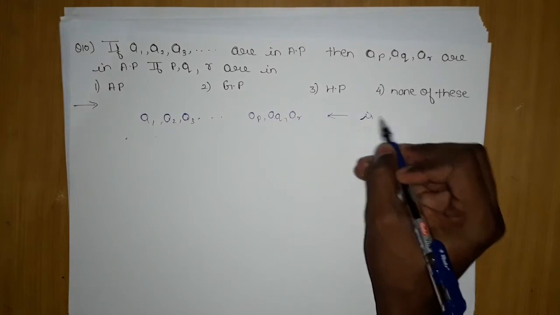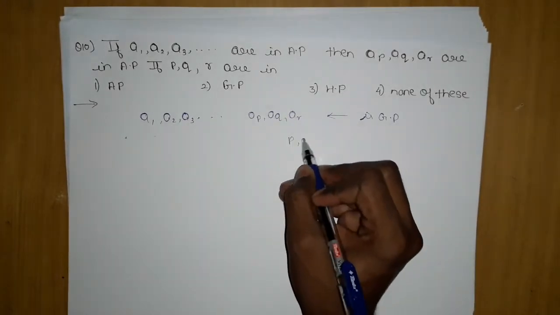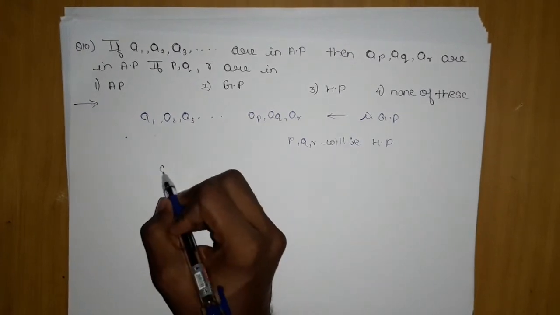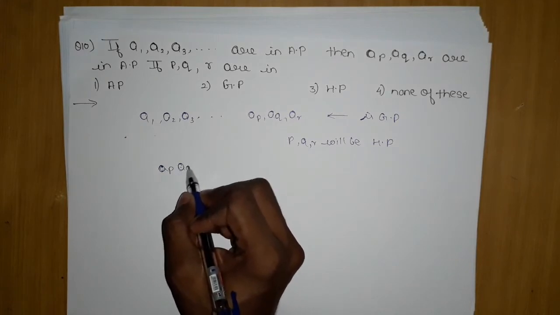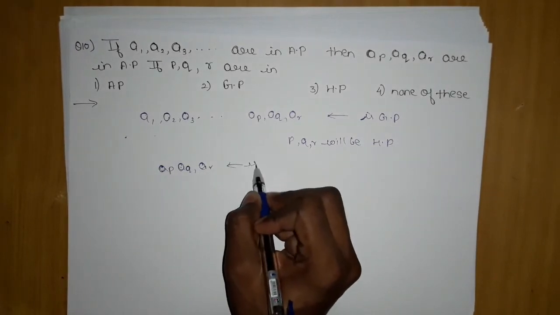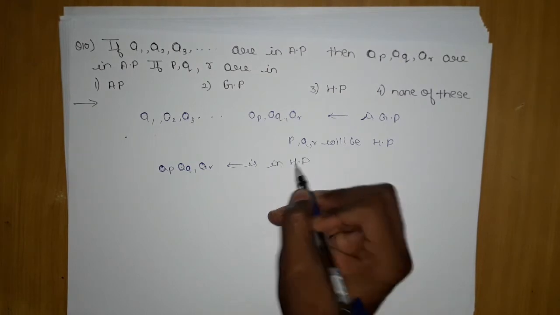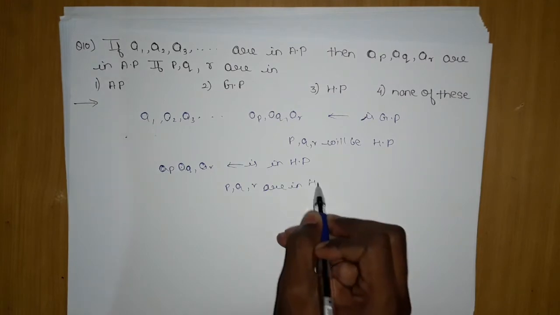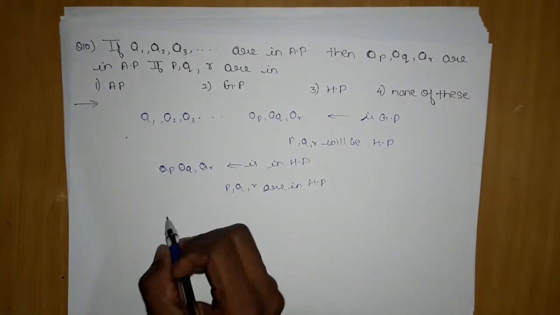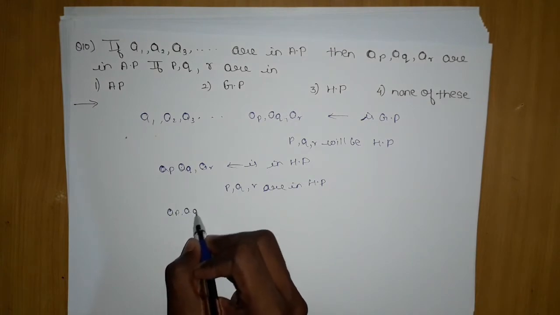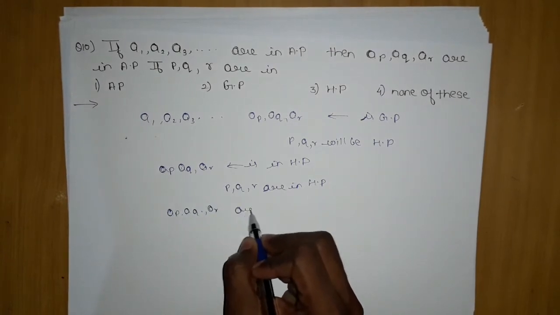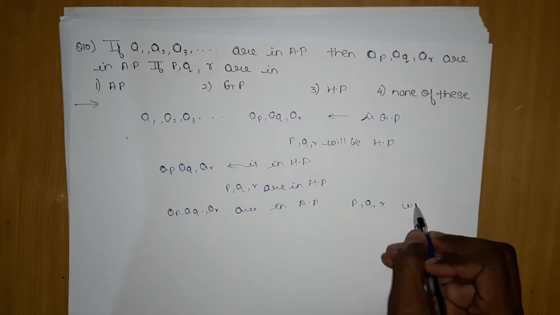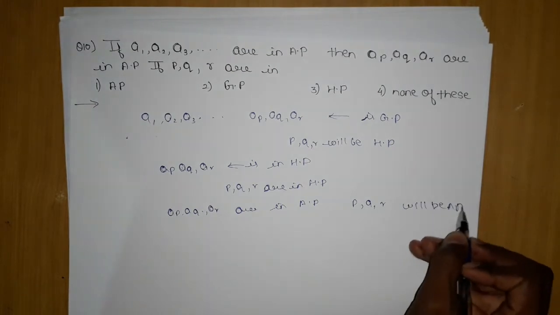Remember, it depends upon the sequence. If the sequence is GP, then p, q, r will be in GP. Now if I say that ap, aq and ar are in HP, then you can say that p, q, r are in HP. You can also say it as 1 upon ap, 1 upon aq, and last 1 upon ar are in AP. If they tell you that they are in AP, then p, q, r will surely be in AP only. So this was this question.